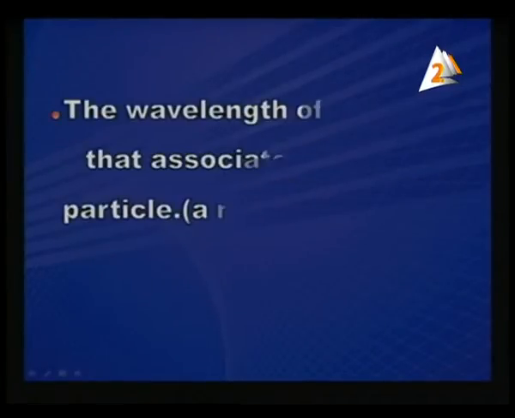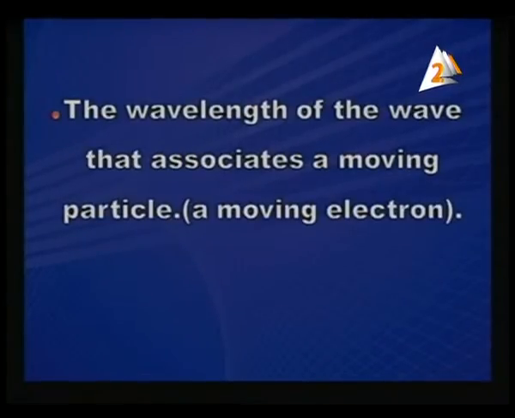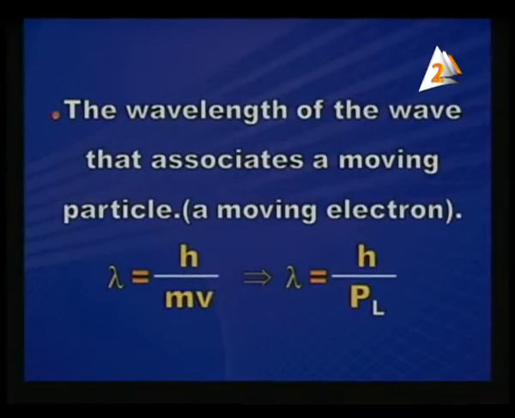The relation that gives the wavelength of the wave that associates a moving particle, for example a moving electron. It is the de Broglie equation. Wavelength is given from the relation h over mv. mv is the momentum, product of mass and velocity of the moving particle, and it is denoted by PL. So lambda equals h over PL. We call this the de Broglie equation.